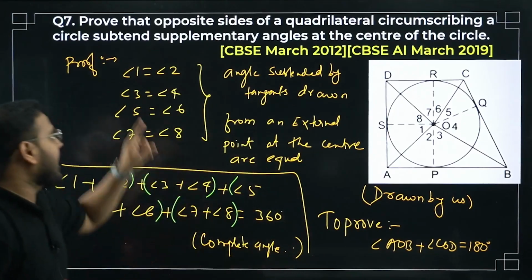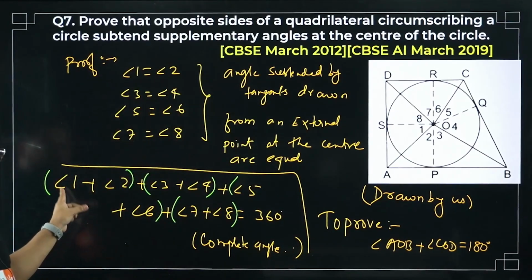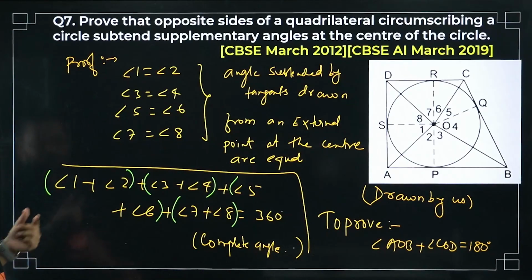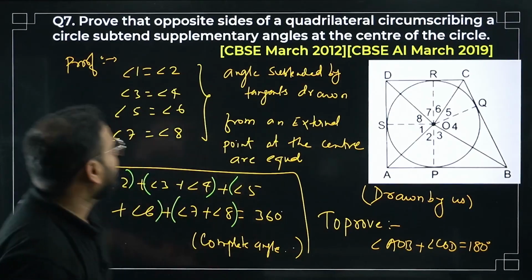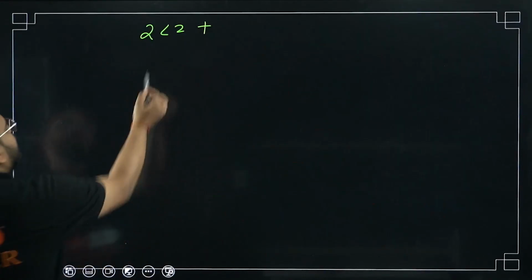I'll repeat again. Angle 1 and angle 2 are equal, so it'll become angle 2 plus angle 2. I'm writing angle 1 as angle 2. So angle 2 plus angle 2, twice of angle 2. Okay. So what is happening? Twice of angle 2.